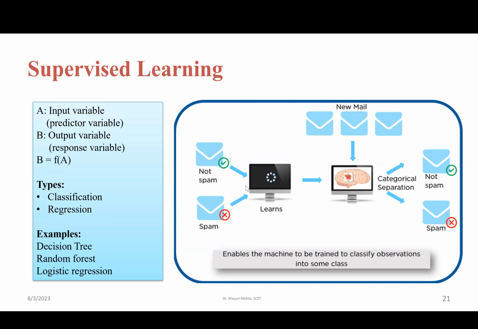The popular machine learning algorithms for supervised learning are decision tree, random forest, k-nearest neighbor, and logistic regression. Those who have learned machine learning might have learned these algorithms. If you have not, and if you want exposure to machine learning, you can later search for these algorithms. These are very popular algorithms for supervised tasks.